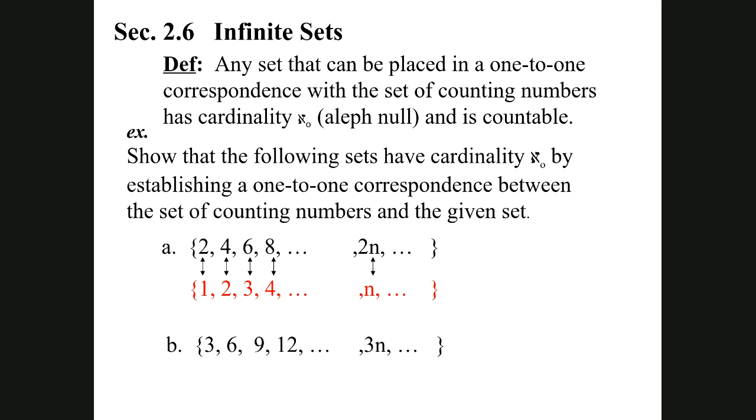So to show that this set has cardinality Aleph null, we establish a one-to-one correspondence with the set of counting numbers, and we're done. It has cardinality Aleph null, and it is countable. I don't want to make more out of this. These are the same examples we just saw with the last definition, but we're asked a different question. We want to create a one-to-one correspondence with the set of counting numbers.